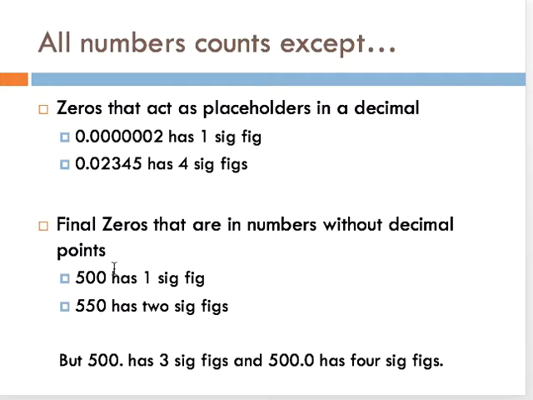And then the other circumstance, so placeholder zeros don't count, is when you have final zeros in a number without a decimal point. So again, this doesn't have a decimal point, so we don't count these final zeros. So that's just 1 significant figure. This, again, doesn't have a decimal point, so we don't count this last 0. So it has 2 significant figures.